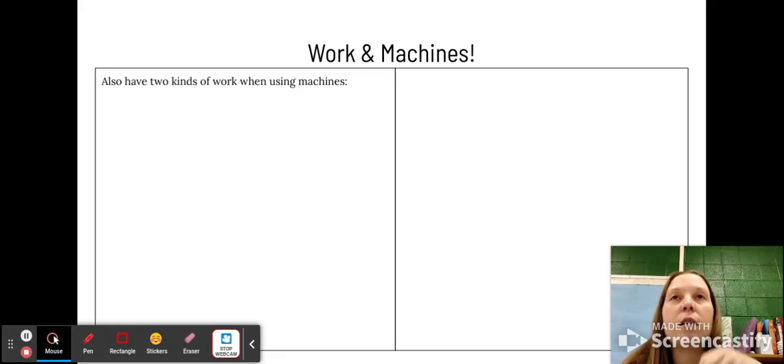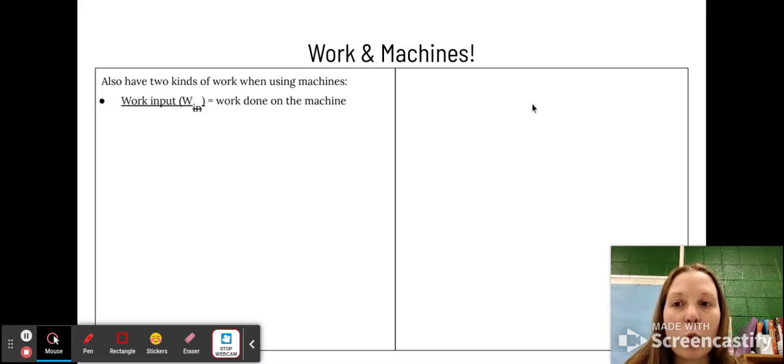When we look at machines, we've already been mentioning the work. So now let's talk about how they interact with each other. There are two kinds of work that we look at when we use machines, and that's work input and work output. Work in is the work done on the machine. So that's what we would do. And then work output.